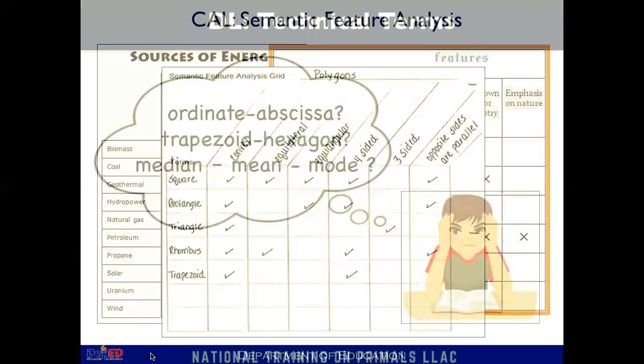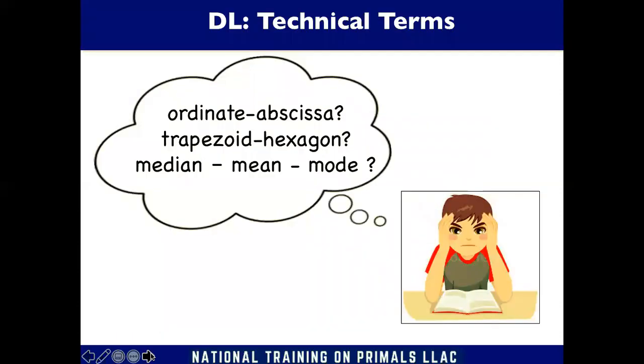Academic vocabulary is very important in CAL and especially in DL. Technical terms have to be understood for concepts to be mastered. Here are some technical terms in math. I know that many students struggle remembering or even just pronouncing these terms.